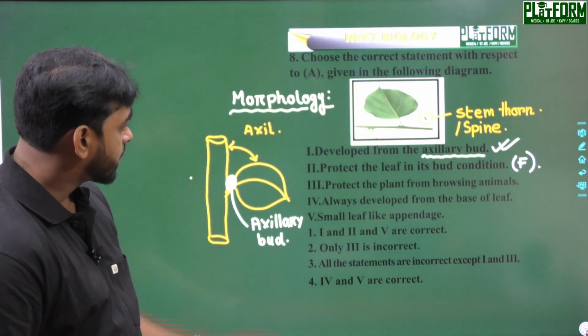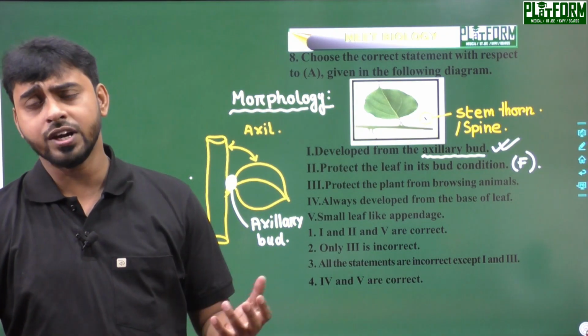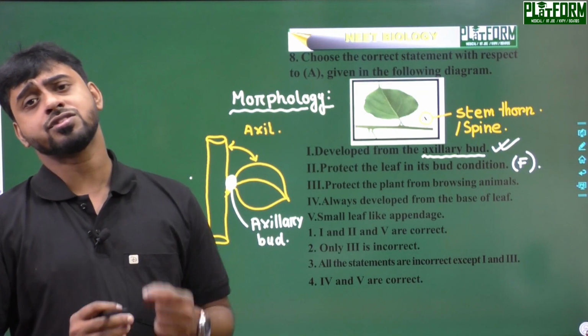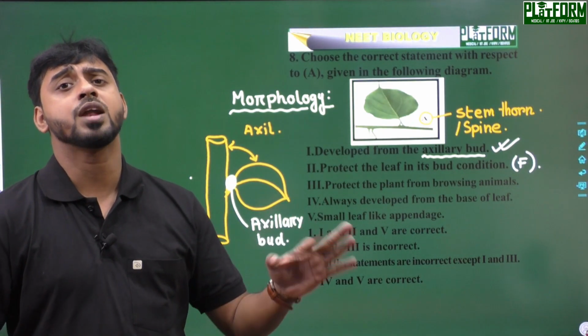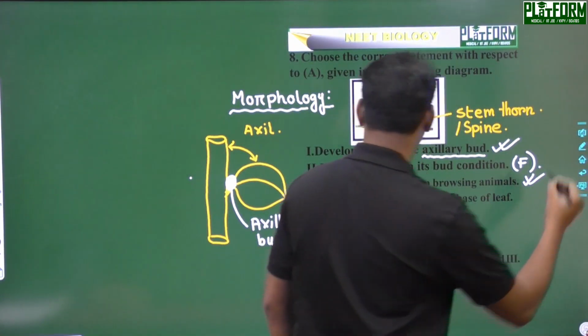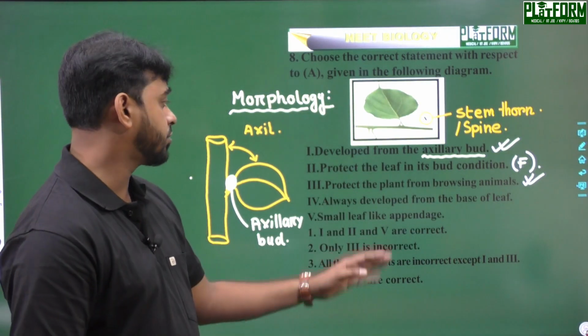The third one, that it protects the plant from browsing animals. Definitely, if there is a spine, the spine-like structure prevents the herbivory. So it protects the plant from browsing animals. This is a true statement.